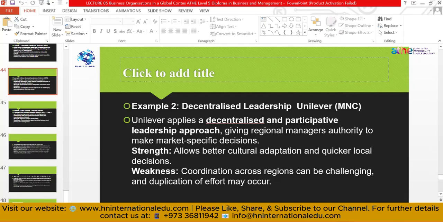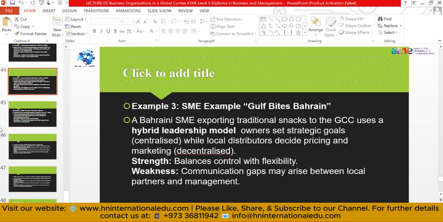However, limited local flexibility: regional teams have little autonomy to adapt to local market needs. Decentralized leadership, Unilever, multinational company. Unilever applies a decentralized and participative leadership approach, giving regional managers authority to make strategic and specific, market-based decisions according to country, area to area. Good points: allows better cultural adaptation and quicker local decisions. However, coordination across the range can be challenging and duplication of effort may occur, because you're taking your style, your methods in one country, and at the headquarters things are different.